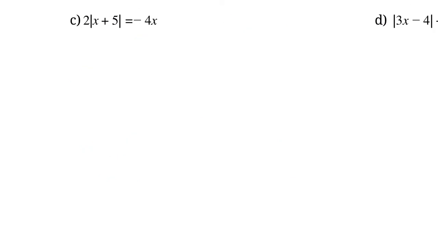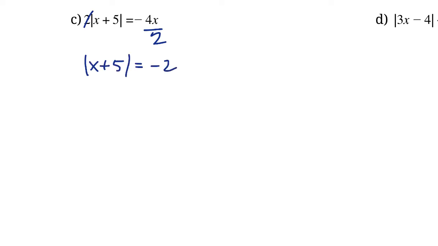So here we go, on to the next one. Same idea. Let's isolate the absolute value function first. I can do that just by dividing by 2. So the absolute value of x plus 5 is equal to negative 2x. Now that I have that absolute value function isolated, we know there's going to be multiple possible solutions, right?